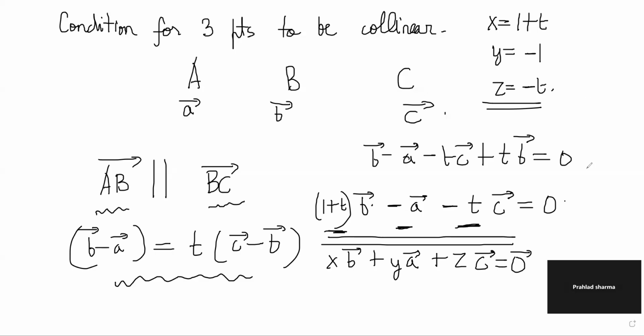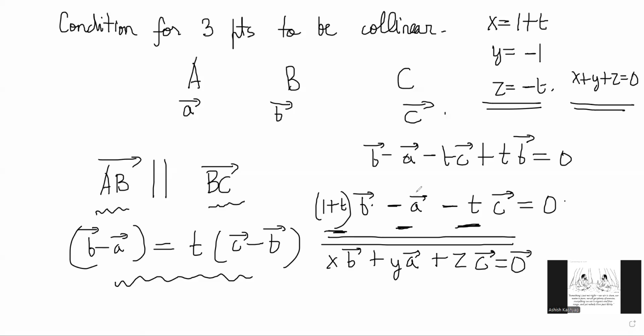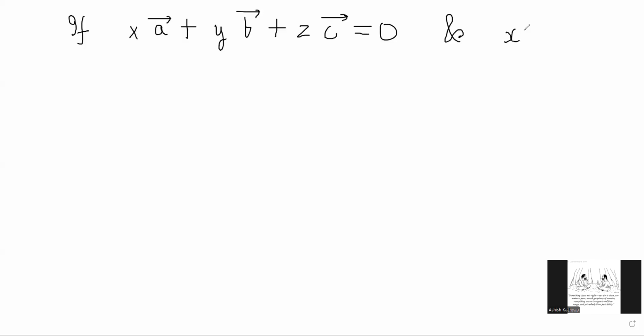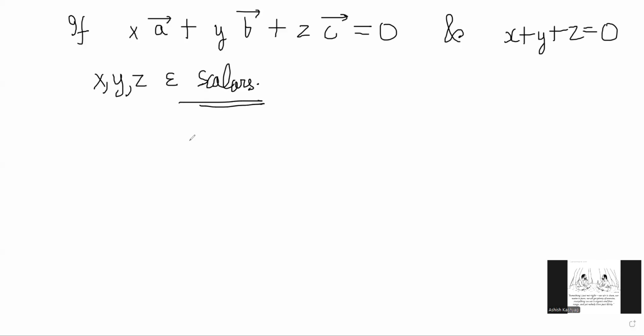Can you see that the scalars are adding up to 0, right? So basically, this gives you a very nice condition. It says that if you ever have a situation where x times a vector plus y times b vector plus z times c vector is 0, and x plus y plus z is 0, where x, y, z are scalars, correct? Then what can we say? Then we can say that a, b, c vectors are collinear.